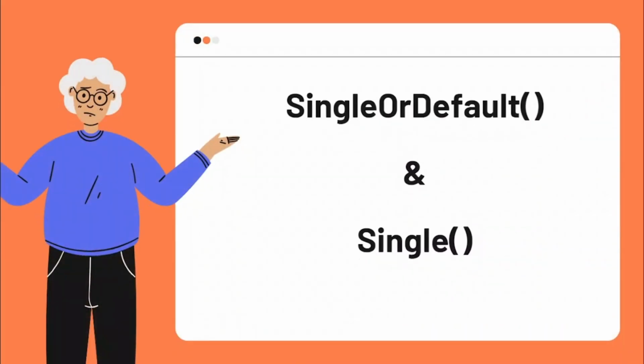The same thing applies to SingleOrDefault and Single. SingleOrDefault and Single will return a single record. So what is the difference between SingleOrDefault and Single? The same difference. If there is no record, SingleOrDefault will return the default, meaning the null value of that object. It creates a default object, but Single will throw an error.